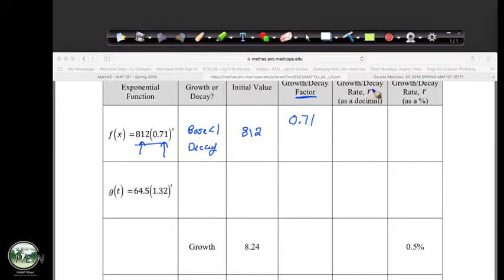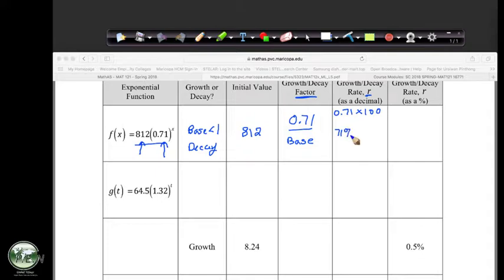Okay. So growth decay rate r. So now what is the rate? Now remember, we've got the base, right? This is what we call the base, or they also call it the factor. So what I do for the rate is I take it times 100, because I like to work with percentages. And again, you might skip this step, but 0.71 is going to be 71%, right?